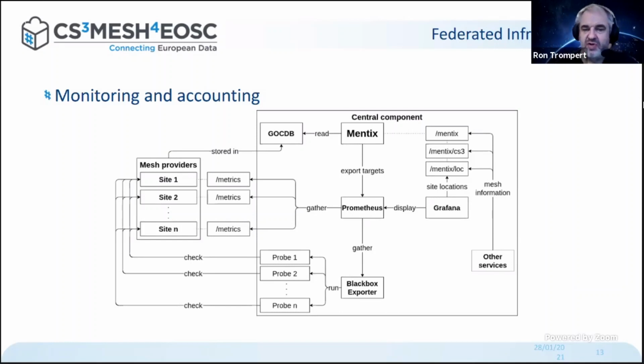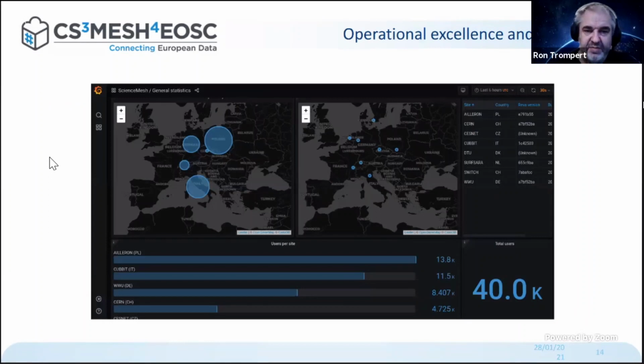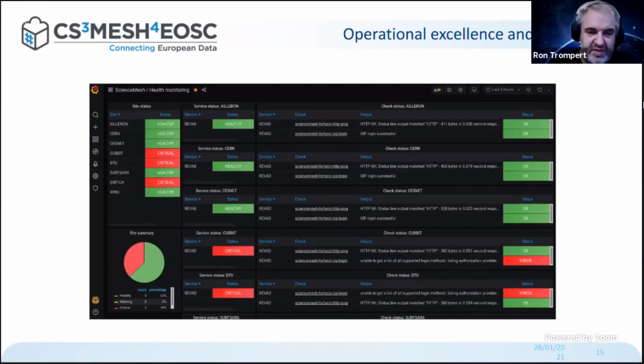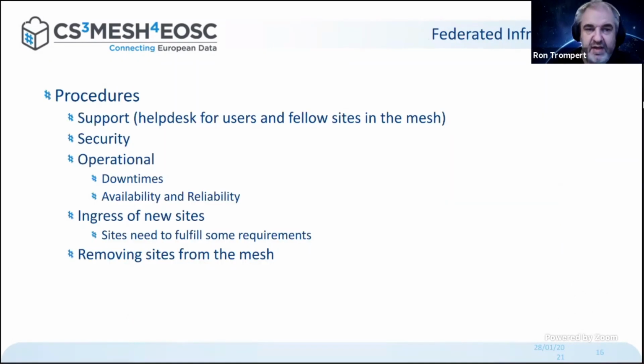And there are also probes running to check for the availability of the sites, through the Blackbox exporter that is exposed to Prometheus, which displays everything in Grafana. And then everything will look something like this. I guess today you will see this kind of pictures more often. And also there is the availability monitoring of the mesh.